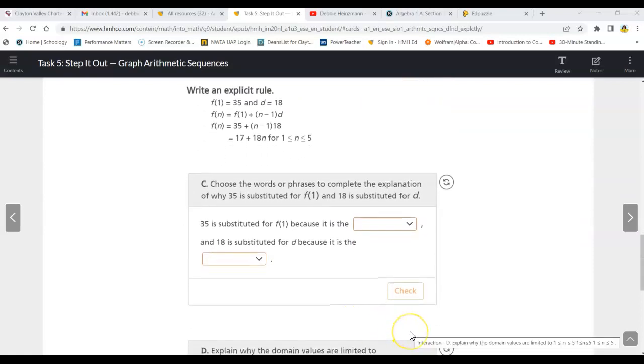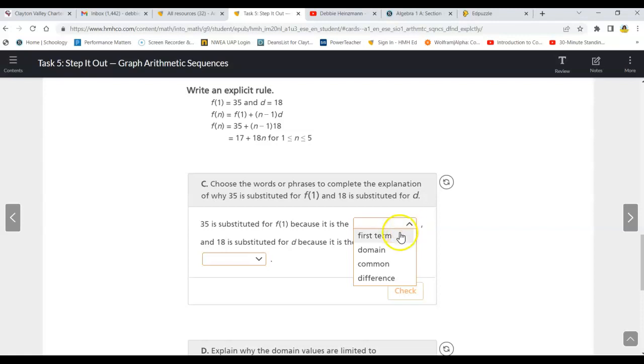Here we have writing an explicit rule. You've got your common difference, you've got your first term, then you have your formula, and you put your values in where they belong. And you've got an explicit rule. I invite you to answer question C. So 35 is substituted for f of 1 because it is the first term? Is it the domain? Or is it the common difference? Answer that.